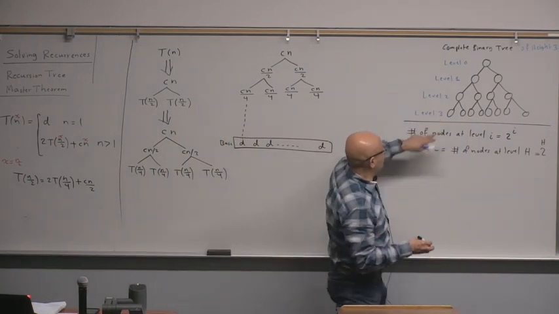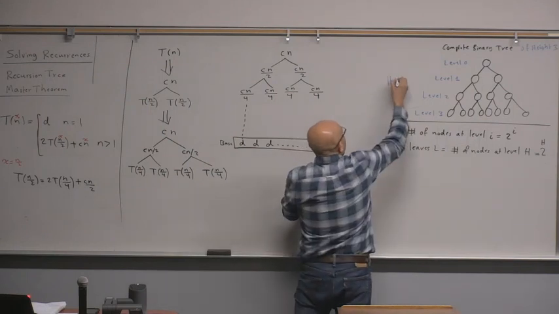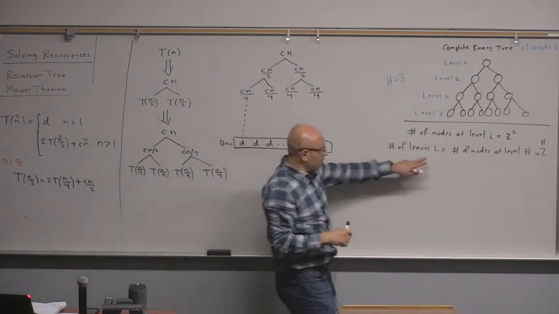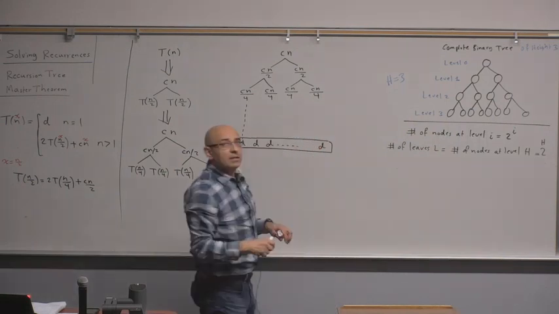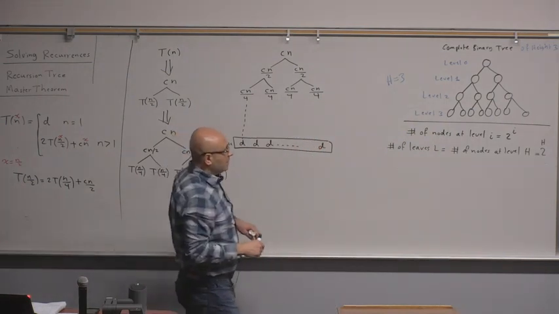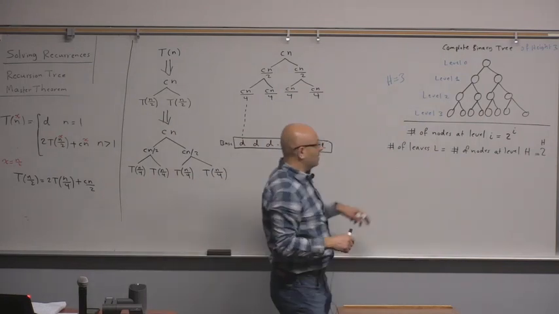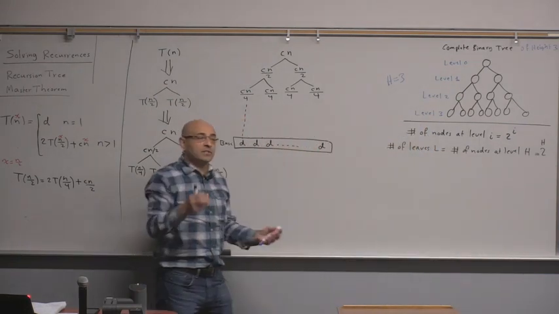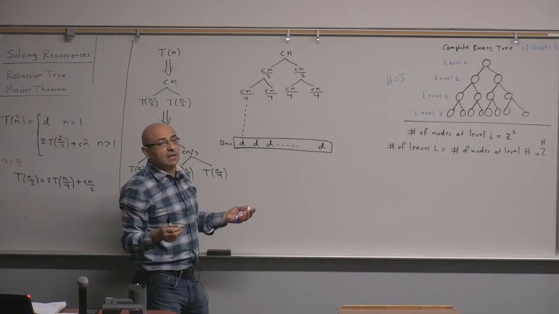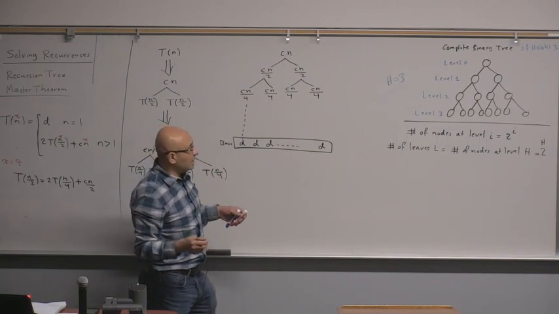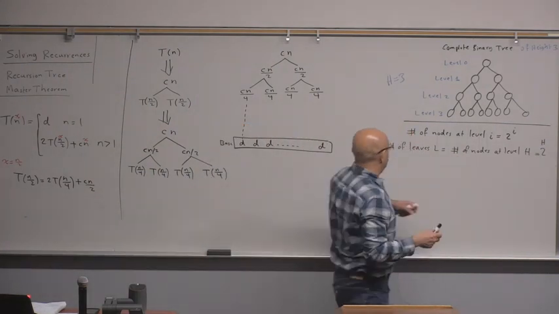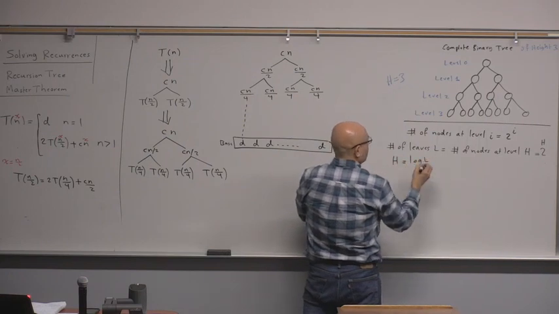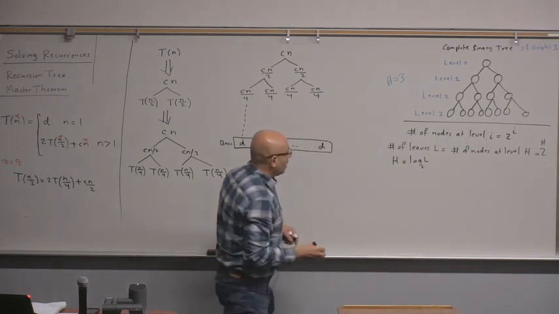In this example, H equals 3. The number of leaves L is equal to the number of nodes at level H. So the number of leaves is an exponential function of the height, and of course the inverse function, the height is a logarithmic function of the number of leaves. So H equals log L base 2.